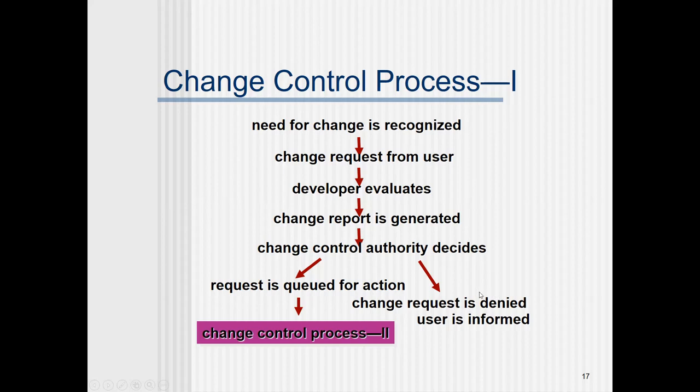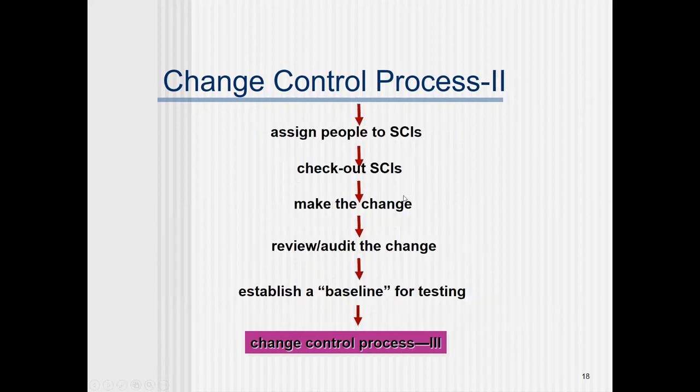So a change cannot be accommodated at all, because the system is going to undergo a major modification, and as a result of it, the system may not function appropriately according to the expectation. Is it clear? So change request is denied and the user is informed. Is it clear? So this is a set of processes that are happening in the first stage.